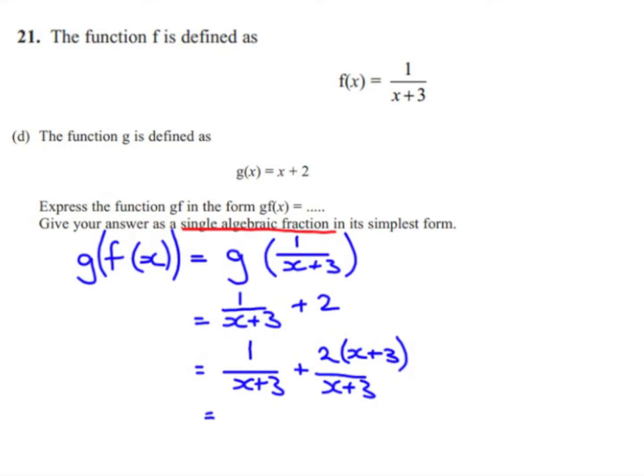Now what I do is I put them all over x plus 3 and simply add the numerators together. I'm also going to expand the brackets, so I get 1 plus 2x plus 6 on the top of my fraction. If I collect everything together, then I end up with 2x plus 7 divided by x plus 3.